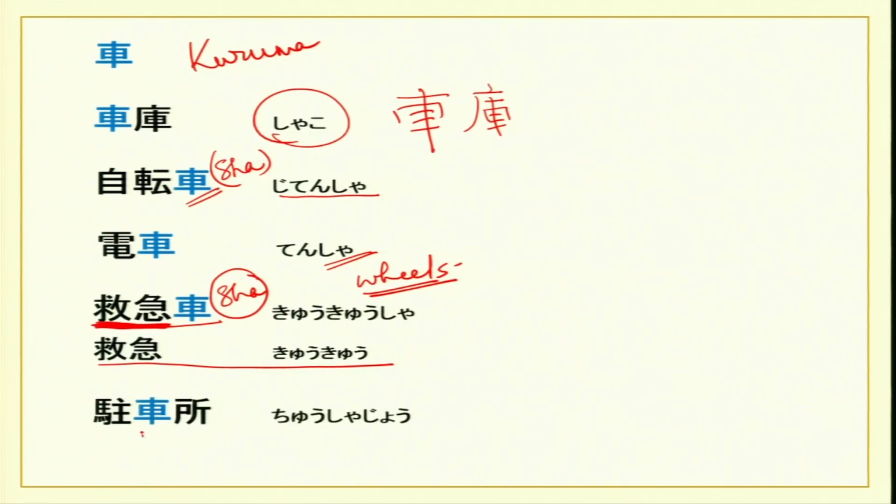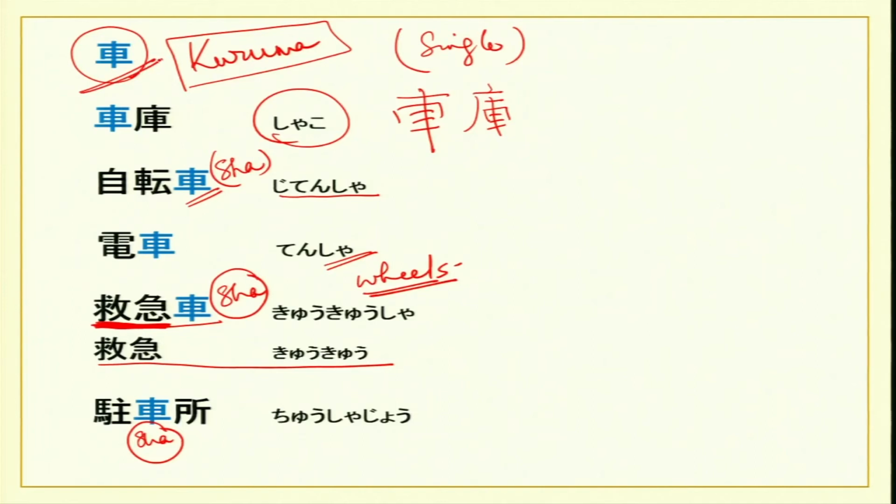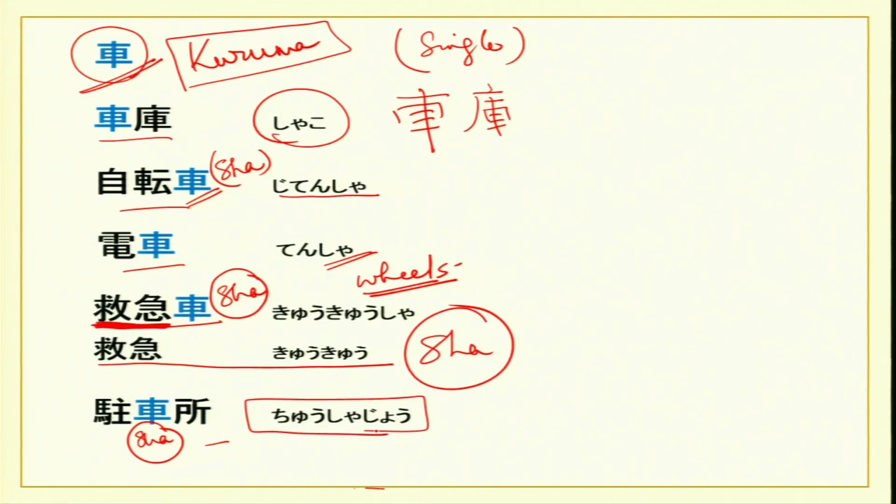And then chushajo, sha is again over here. The reading kuruma is used when the character is single. Only this character is used, then kuruma reading is there. When it is used with other kanjis, as you can see over here, the sha reading is used most of the time. So, chushajo, this is where you park your cars. So, parking lot, jo is place, sha you know, and this kanji means to reside or to put yourself over there, or to park yourself over there. So, chushajo, where you park your cars. So, you can concentrate on the blue kanji, which is kuruma, and just remember the other words.